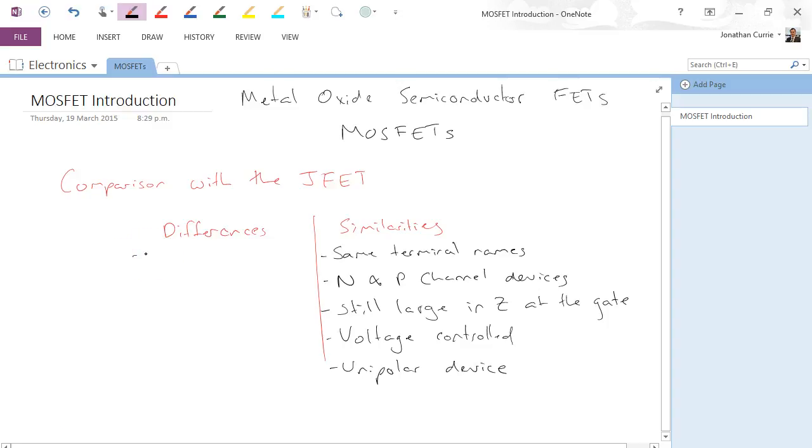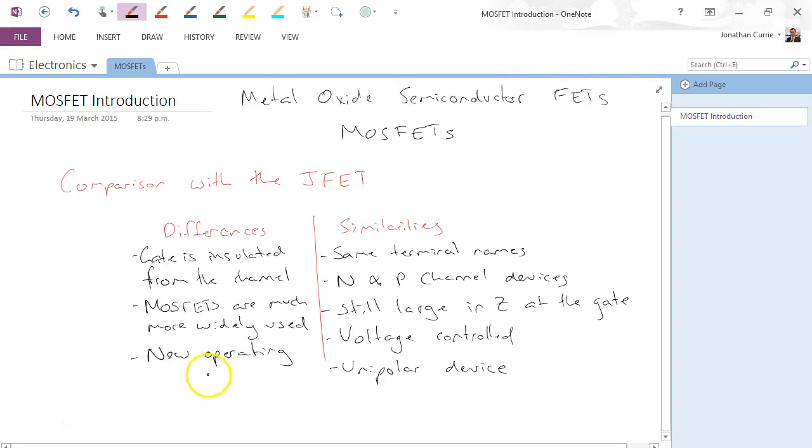The difference is that the gate is insulated from the channel. And this changes quite a few things with the way that these devices can operate and gives us a new operating mode that we weren't able to do with the JFET. As well as that, MOSFETs are much more widely used, and we're going to see why when we get to the enhancement mode MOSFET. Basically, we're now allowed a positive VGS, which we couldn't have before. But I'll show you under which conditions that can hold.